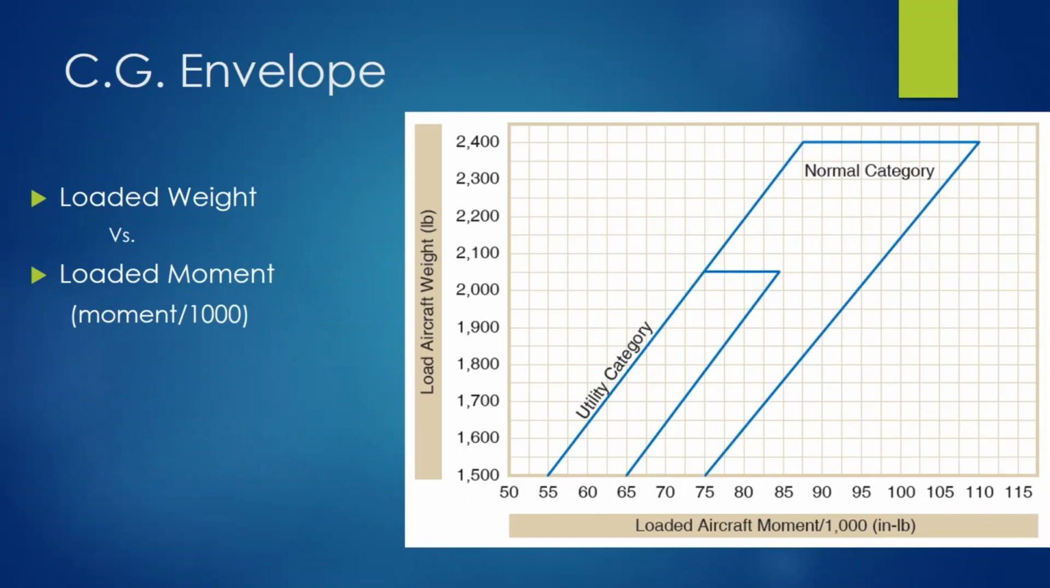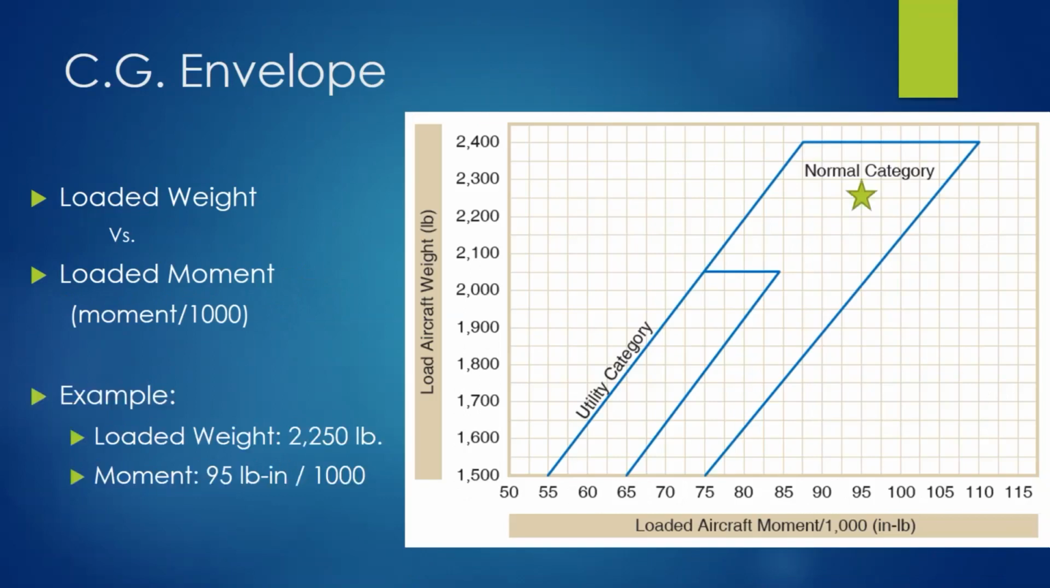Here's a version of loaded weight. So the weight still is on the left side versus the loaded moment. And this is a loaded moment, and notice it's divided by 1,000. Okay, so 50,000, 55,000, 60,000, 100,000, 115,000. Okay, so remember, there's 3 zeros that would be after that. You have to divide that moment column by 1,000. That's all that means. So an example here could be a loaded weight of 2,250 pounds, moment 95 inch-pounds, divided by 1,000. You can see it falls in that normal.